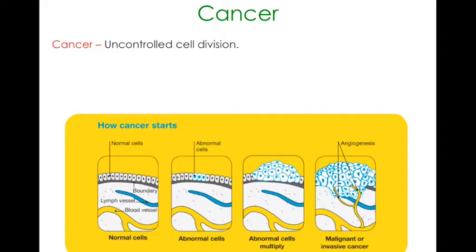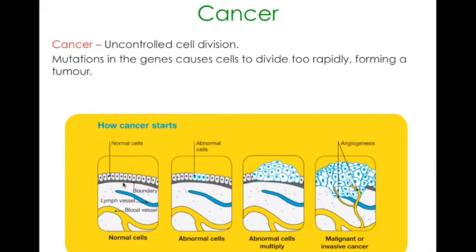Okay, and so your normal cells will divide within a certain kind of time frame. When the cell dies or is damaged, or it reaches the end of its lifetime, it will duplicate, and then it goes through cell division. However, if there is some sort of mutation in these genes, it's going to cause the cells to divide too rapidly, which then forms what we call a tumor. Yeah, the tumor is that little cluster of cells that are dividing uncontrollably. Okay, and so the abnormal cells will begin to multiply, and that tumor is that cluster that's there.